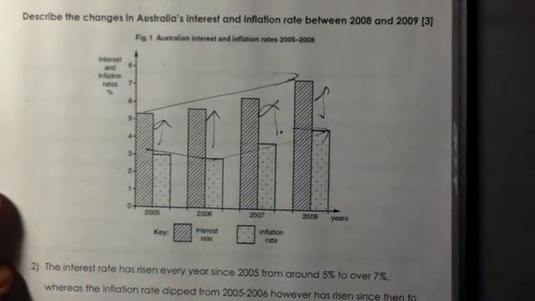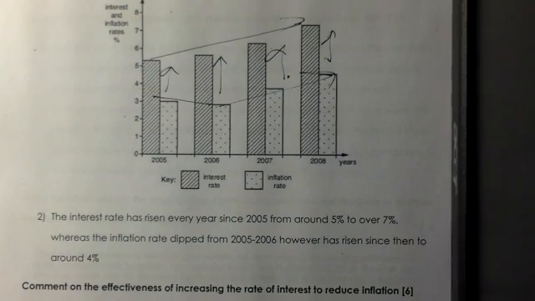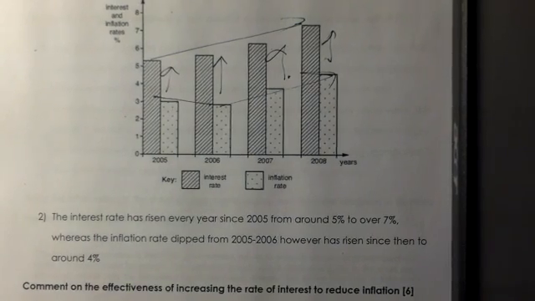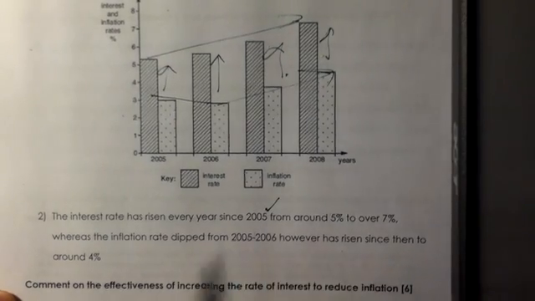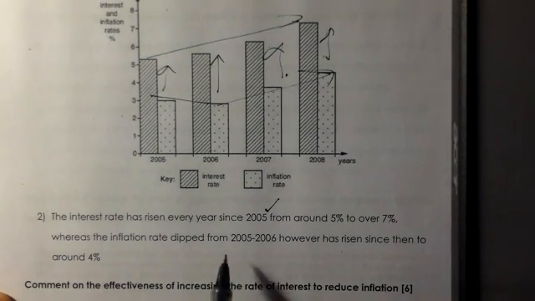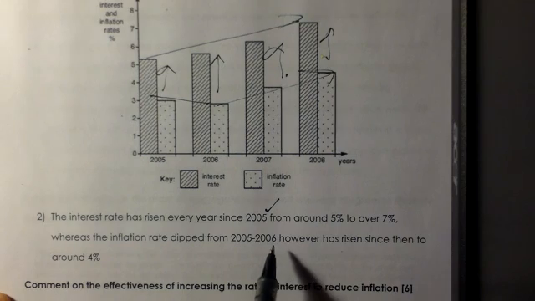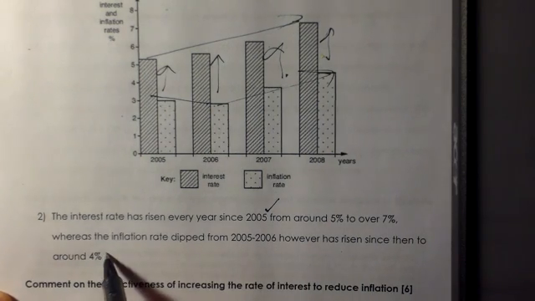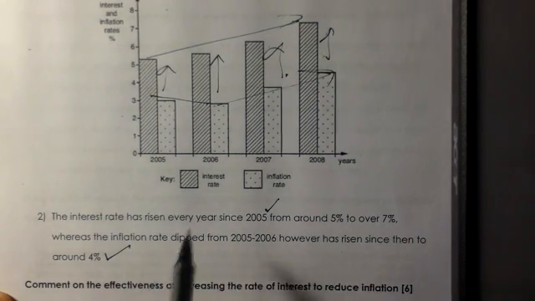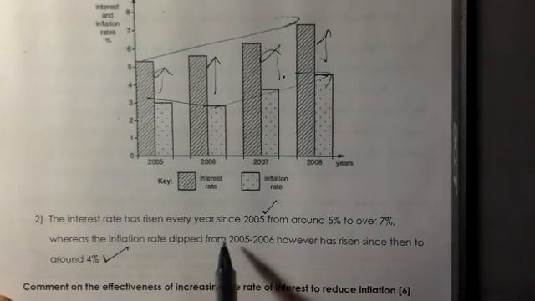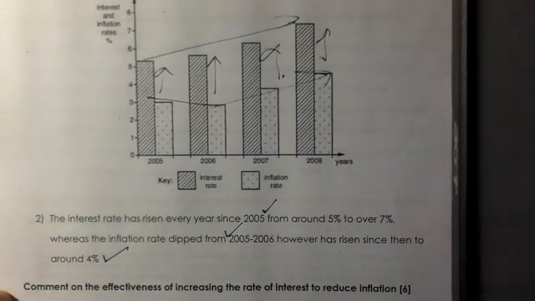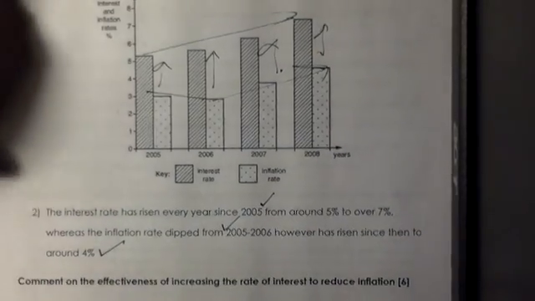the inflation rate. The answer that is given says the inflation rate has risen every year since 2005. So we've got 1 mark there. Whereas the inflation rate dipped from 2005 to 6 and has risen since to 4%. Okay. The other key mark is that difference between the two. You do have the dip here as well, so that would be worth 3 marks there.